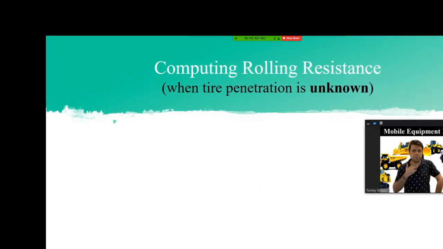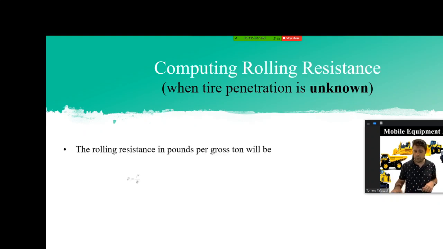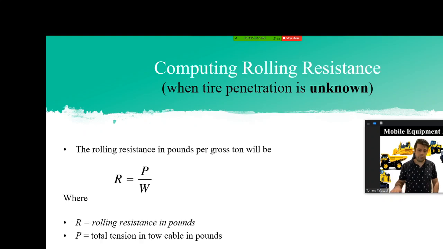All right, on the mathematical and computation part, we said that the rolling resistance could be found in two cases. Case one is when the tire penetration is unknown. In that case, we simply use this equation, in which P is the total tension in tow cable, in pounds, and W is the gross weight of the mobile vehicle. So obviously, there is an inverse relationship between the rolling resistance and the weight of the vehicle.